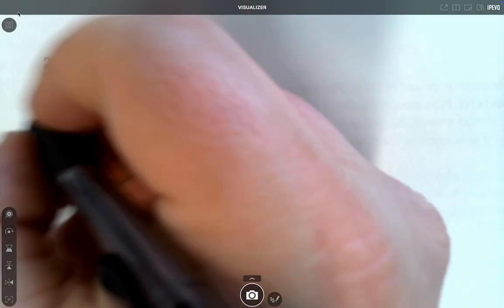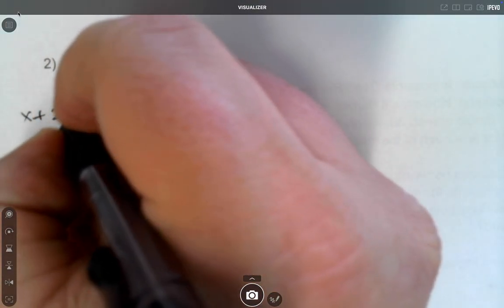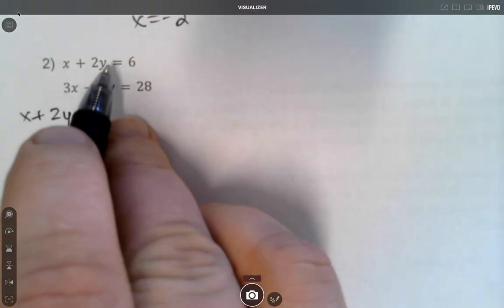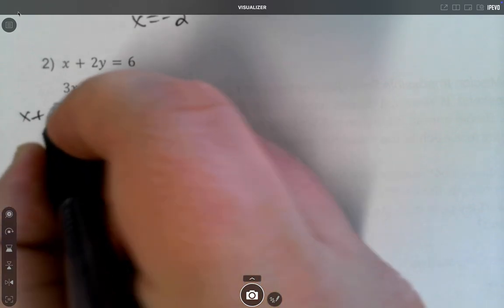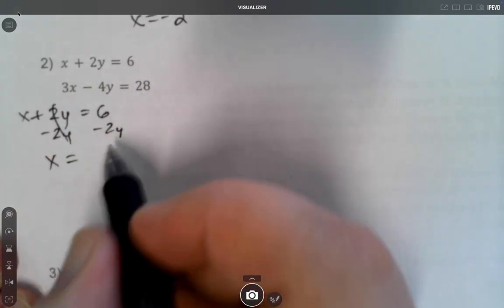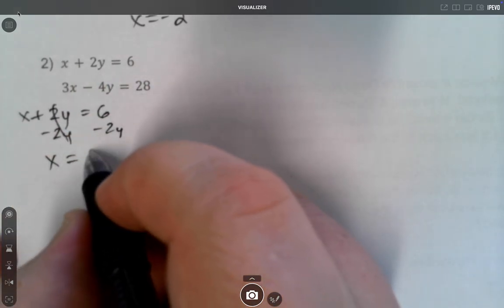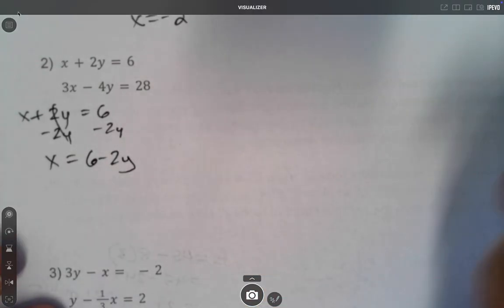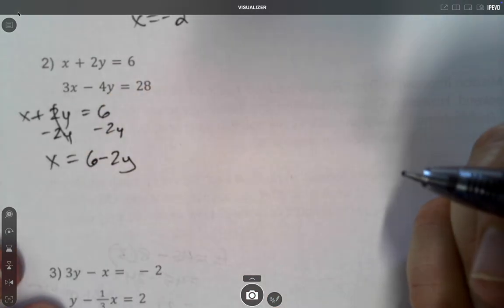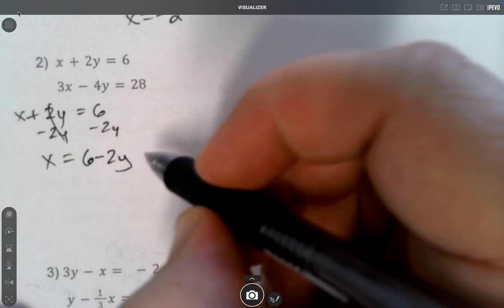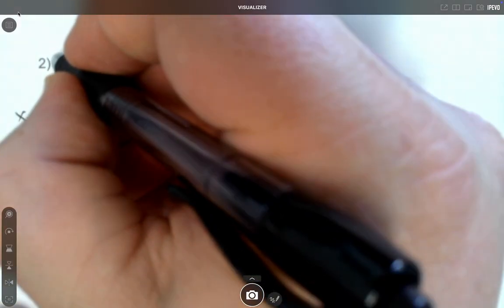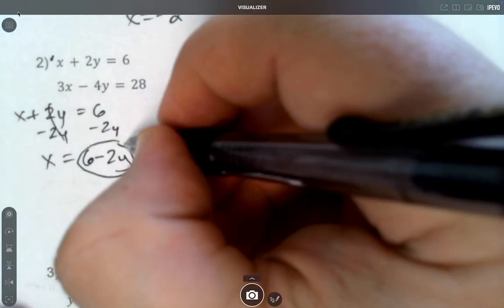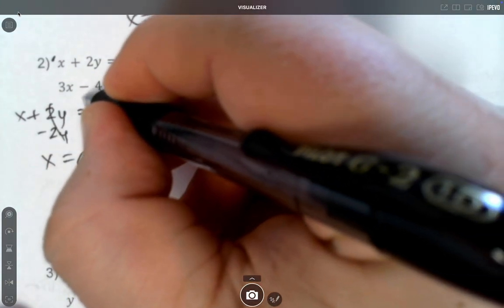So I'm going to first take this equation and solve it for x. So I'll subtract 2y from both sides. And you can write it as negative 2y plus 6 or 6 minus 2y. Doesn't matter either way. Okay, so now I know what x is equal to. X is equal to 6 minus 2y. And I used this top equation to get that. So I need to plug this in for x in the other equation.